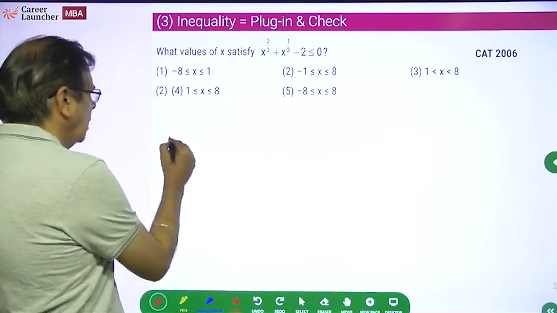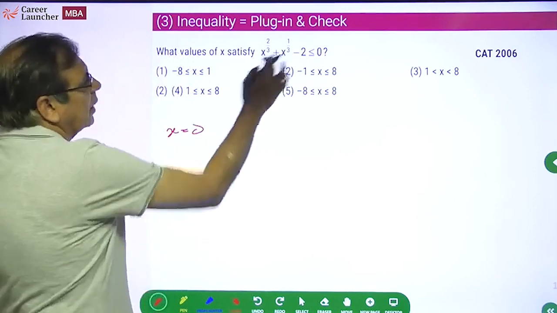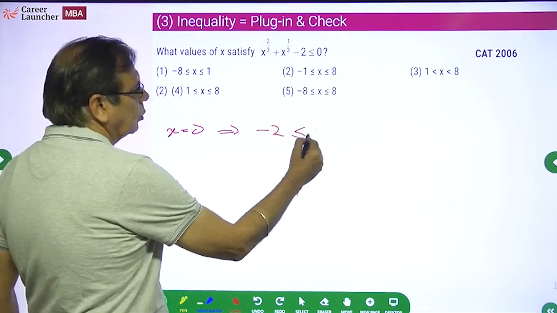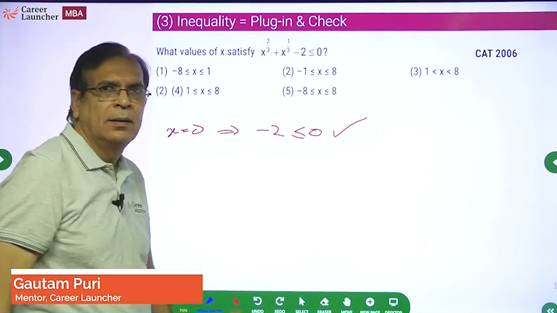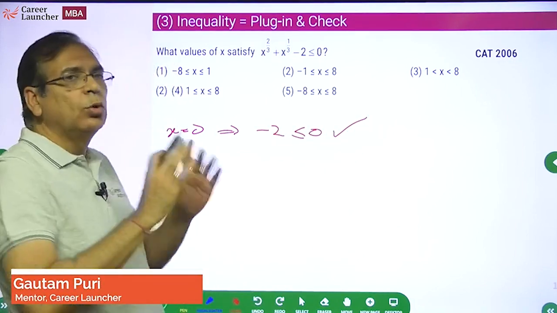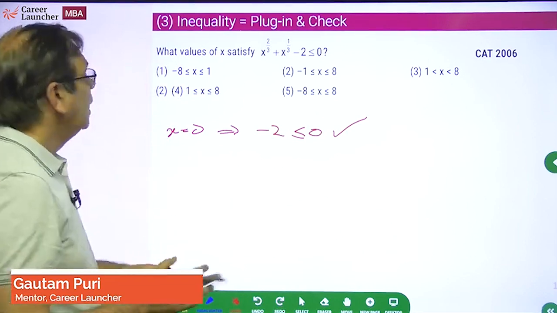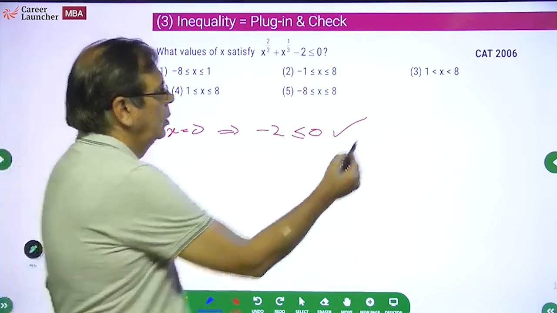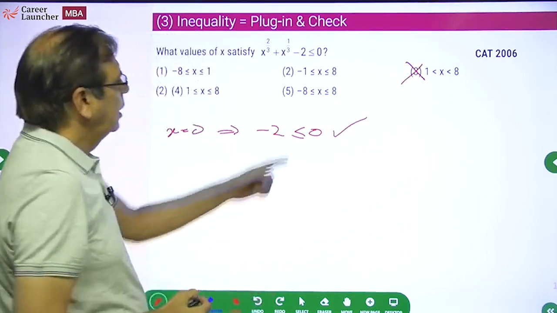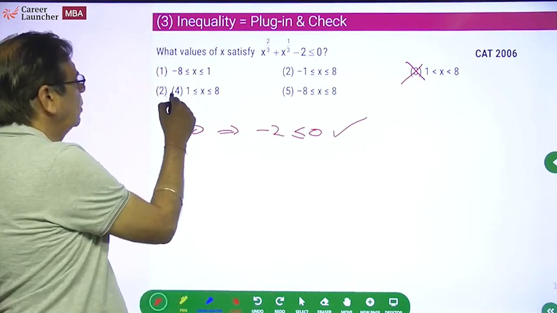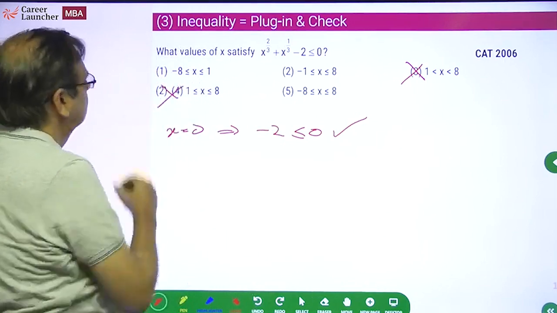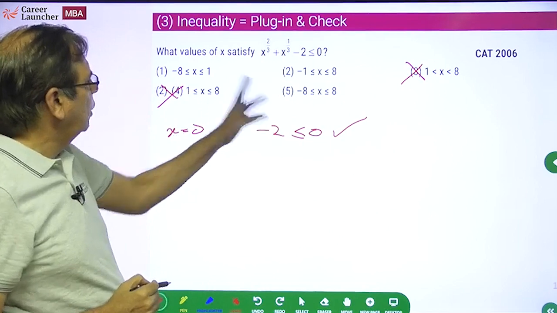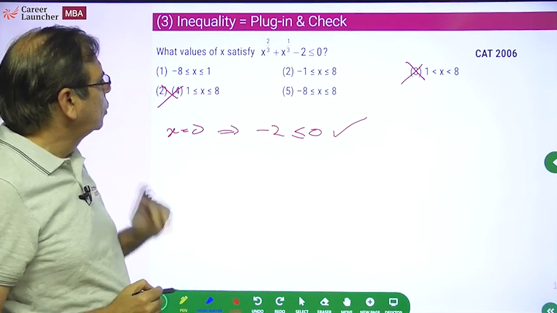So let's start. If x is equal to 0, what is the value of this expression? This implies minus 2 less than or equal to 0. This is obviously correct. That means x equal to 0 should be a part of my answer. In whichever choice 0 is missing, please eliminate that choice. Choice C is wrong. It has 0. Choice 4 is. Oh. Choice 4 is wrong. So 3 choices left: choice 1, choice 2 and choice 5.